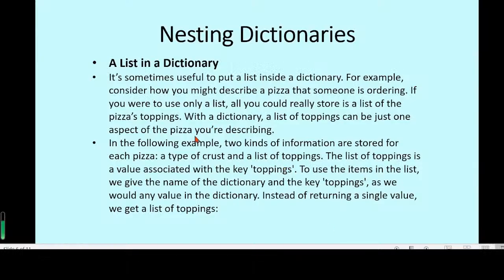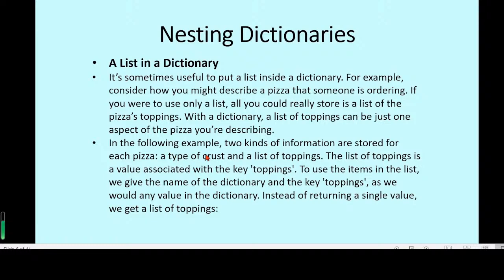So next, let's look at a list in a dictionary situation. It is sometimes useful to put a list inside a dictionary. For example, consider how you might describe a pizza that someone is ordering. If you were to use only a list, all you could really store is a list of the pizza's toppings. With a dictionary, a list of toppings can be just one aspect of the pizza you are describing.